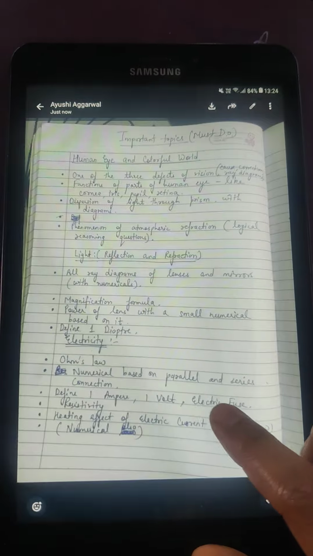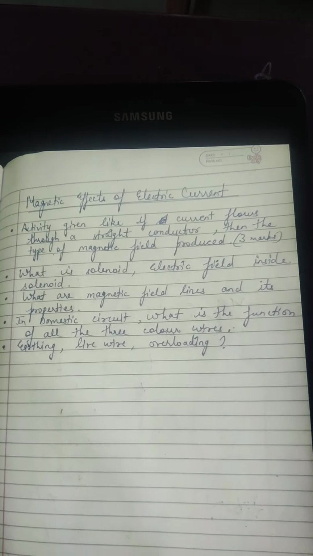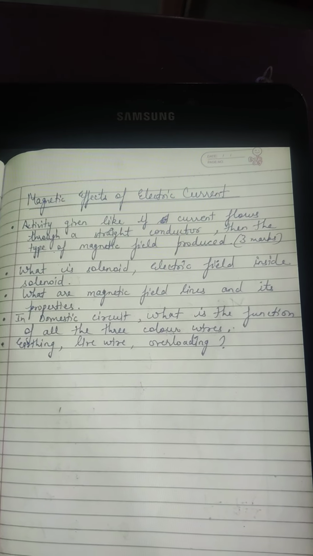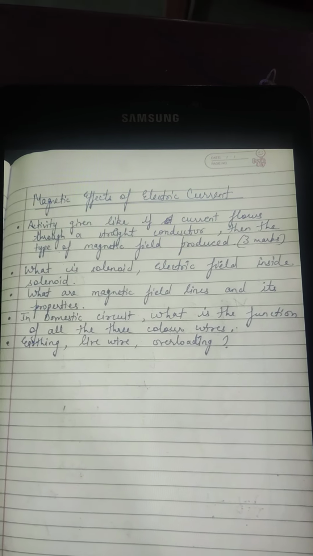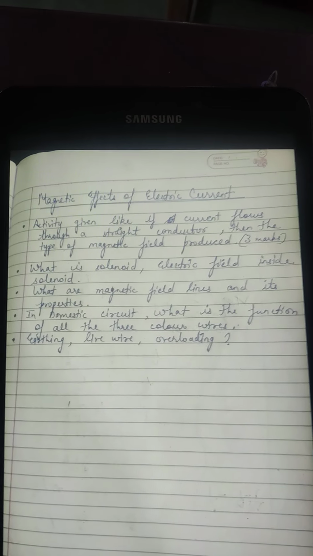Okay guys, for the next chapter, magnetic effects of electric current, you should know the activity given, like if current flows through a straight conductor, then the type of magnetic field produced. You should cover all these activities given in your NCERT book.